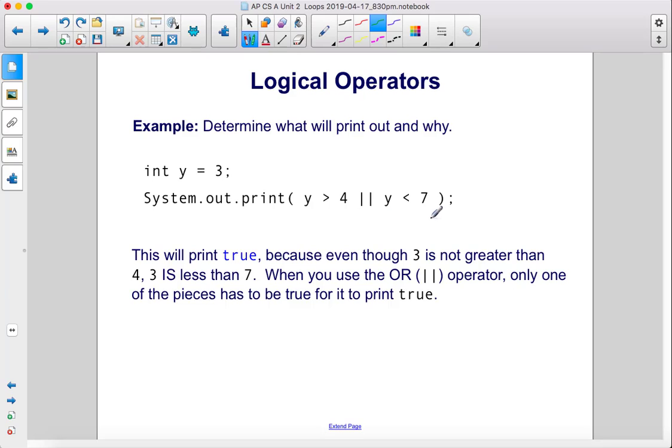This will print true because even though 3 is not greater than 4, 3 is less than 7. When you use the OR operator, only one of the pieces has to be true for it to print true.